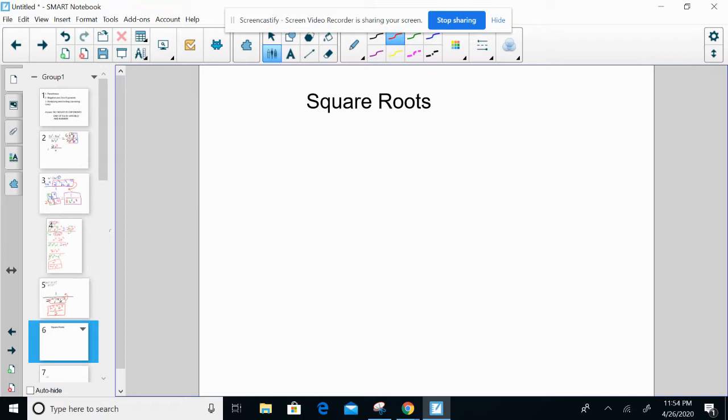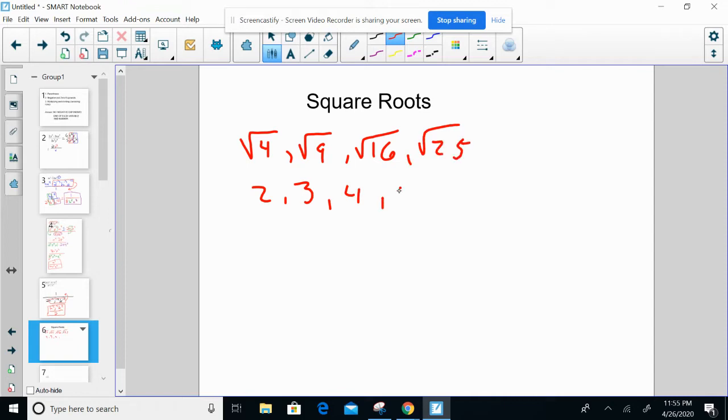Now, very quickly on square roots, I think a lot of you know what numbers are perfect squares. So you think about the square root of 4 is 2. That's a perfect square. The square root of 9 is 3. That's a perfect square. The square root of 16 is 4. Square root of 25, 5, and so on. These are all perfect squares, right? What makes these numbers perfect squares?